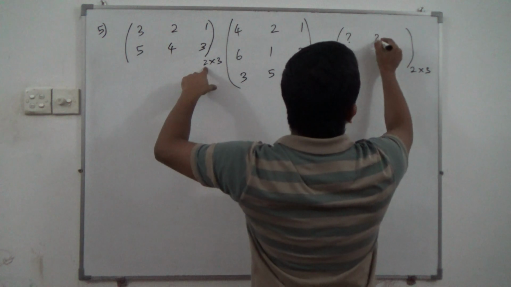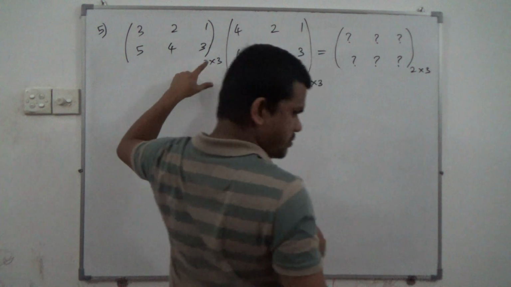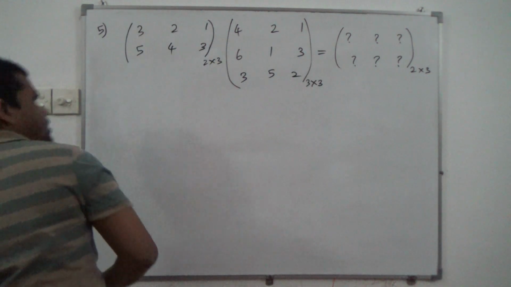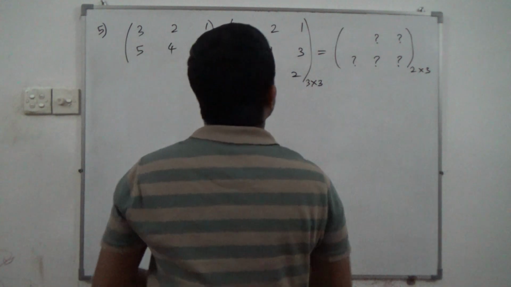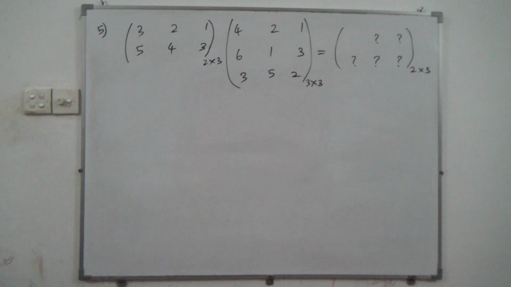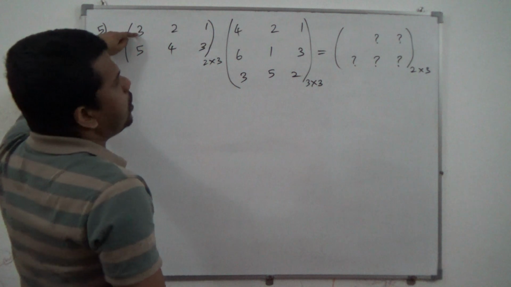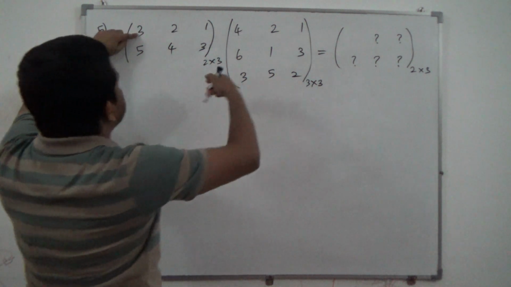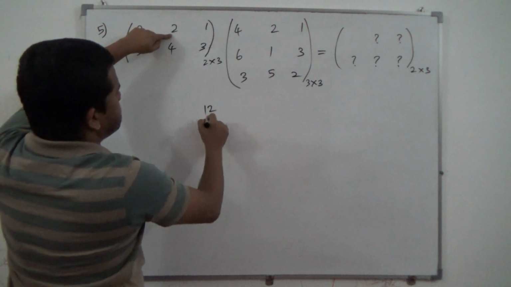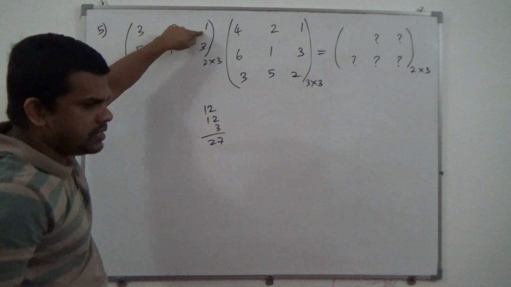So now let's find this one. We have to consider the first row, first column. 3 into 4, 12, 2 into 6, 12, 1 into 3, 3. The answer is 27.